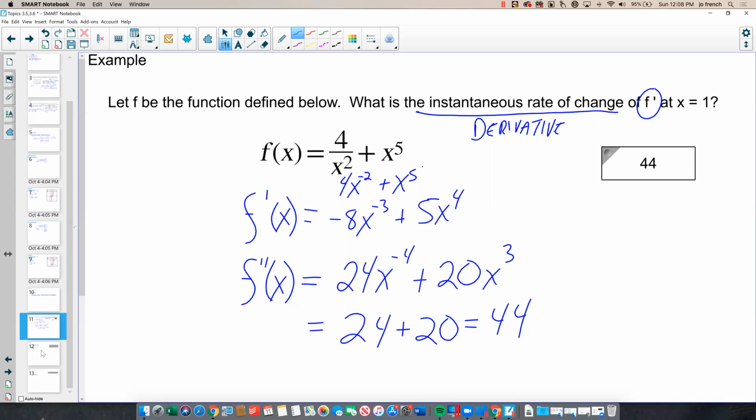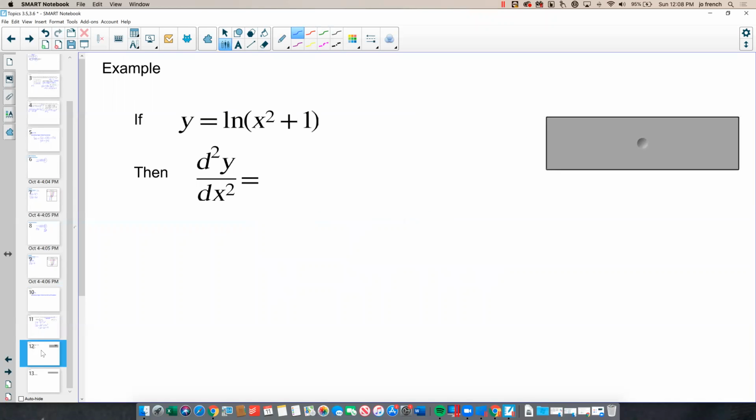Let's look at the next example. y is the natural log of x squared plus 1. And then I need to find the answer to this expression. Well, this expression is asking me for the second derivative. I can't get to the second derivative without going through the first derivative. So first, let's find the first derivative, dy dx.